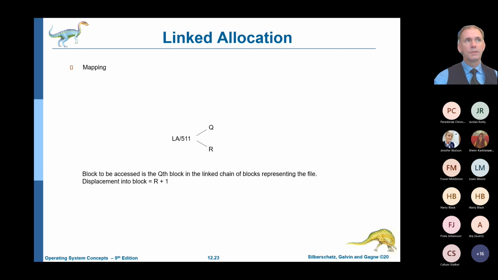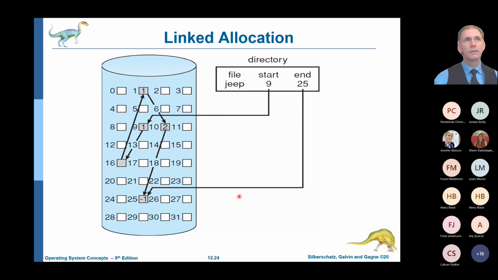So we have something like this, a file that says it starts at 9. So we go to 9 and we read it, and it's a poor diagram. That's not supposed to say 1 in there, it's supposed to say 16. So that goes to 16, and 16 points to 1, and 1 points to 10, and 10 points to 25, and 25 says -1, which is our notation for saying we're done.